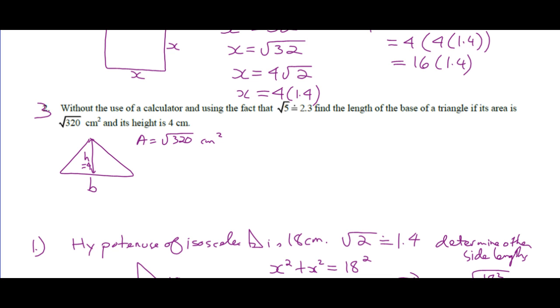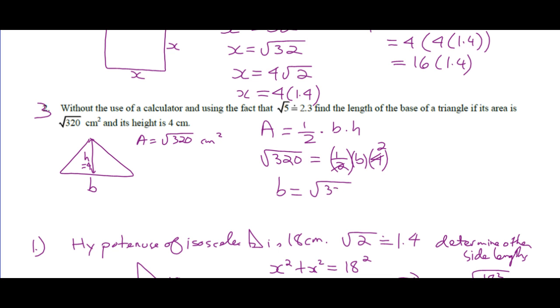So what's the formula for the area of a triangle? 1/2 base times height. Okay, we know the area is root 320, and that's equal to 1/2 base, and we know the height is 4. Okay, so 1/2 of 4 is 2. So we're going to divide both sides by 2, so b is equal to the square root of 320 over 2.